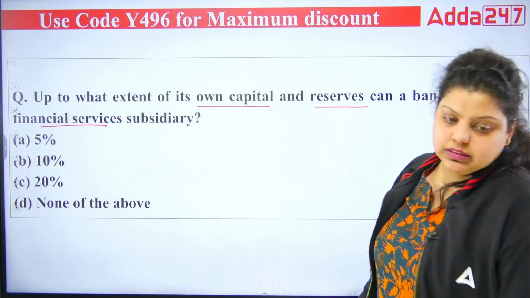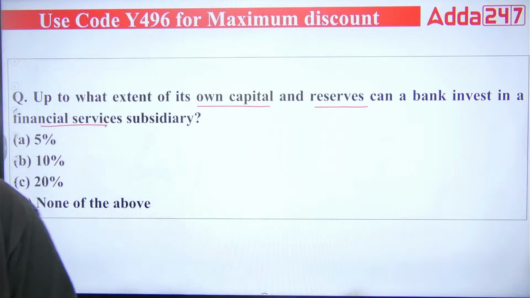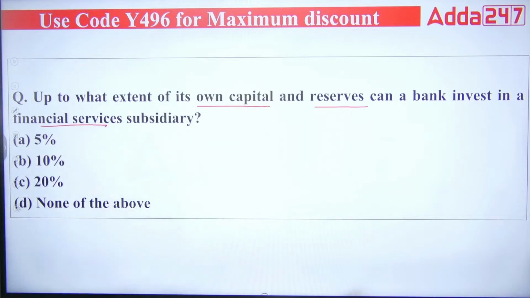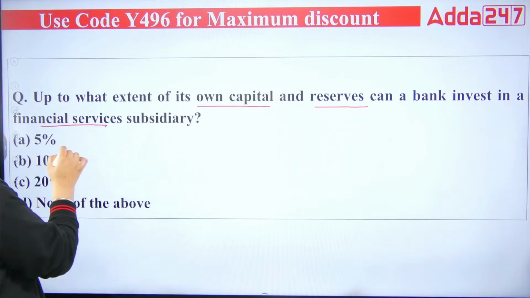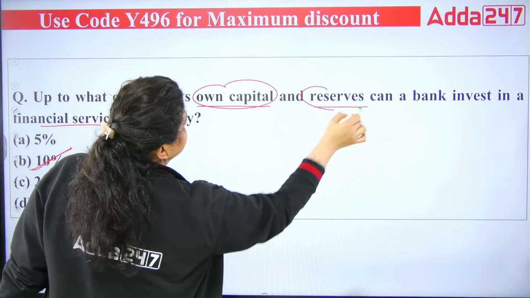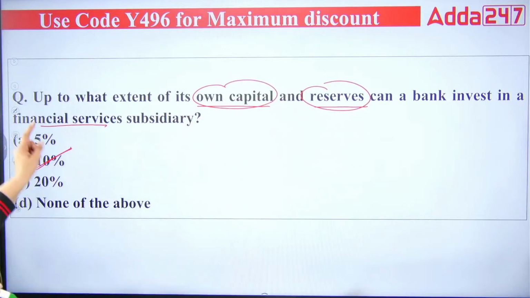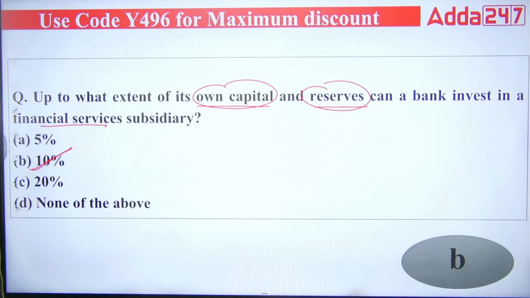A is 5%. Okay, what about the rest? It will actually be 10%. Up to 10% of its own capital and reserves can a bank invest in the financial services subsidiary. So the right answer will actually be 10%. So the right answer is B.